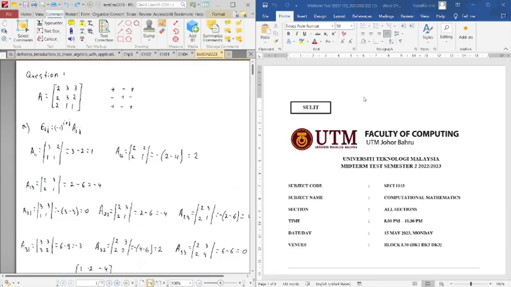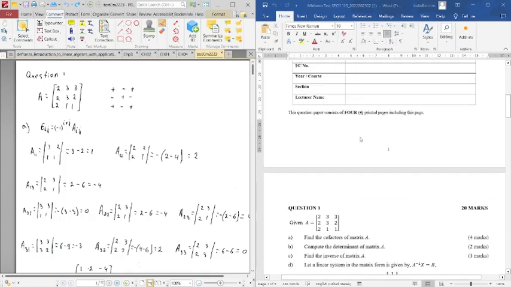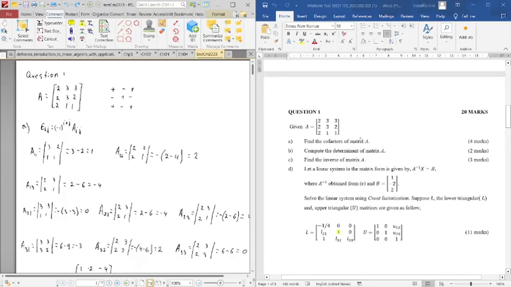I'm taking the Network and Security course, and today I'm going to try to explain the past year question for the midterm test for the course Computational Math. I already solved it a little bit earlier, so I'm just going to explain it question by question.